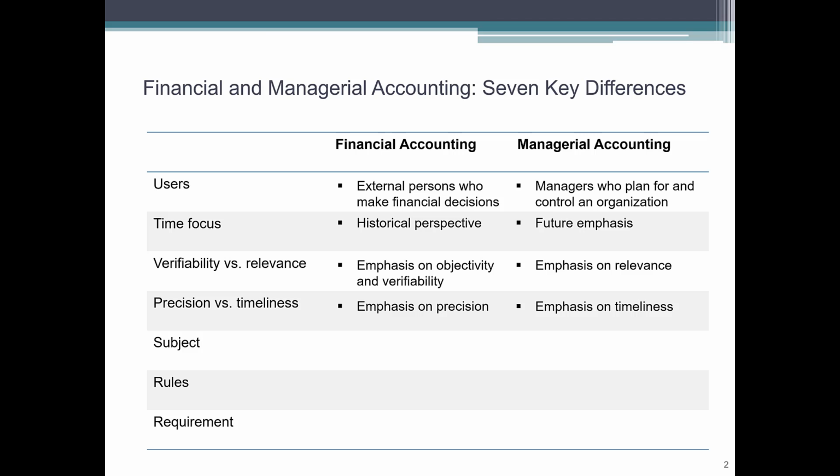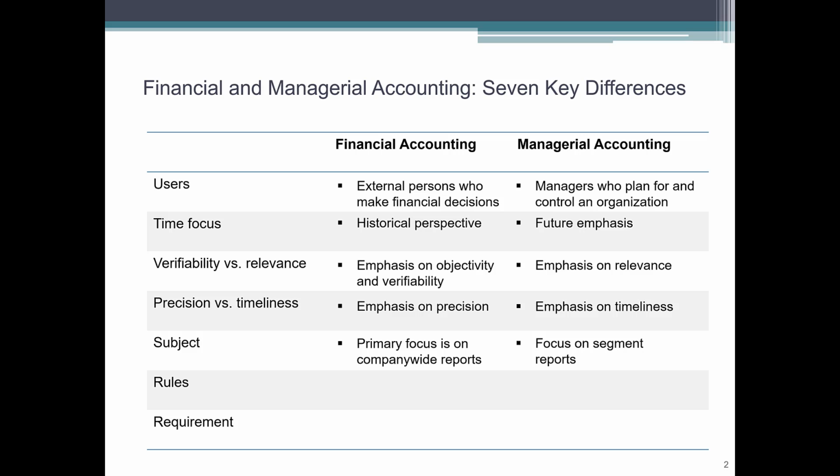In terms of the subject, financial accounting focuses on company-wide reports. Managerial reports focus on segment reports. A segment could be product lines, divisions, or departments.